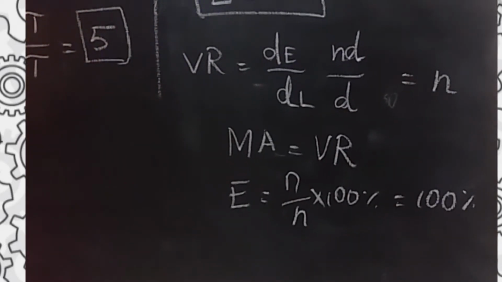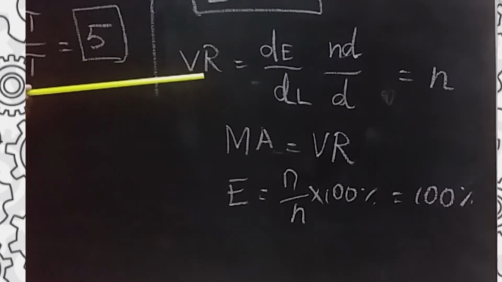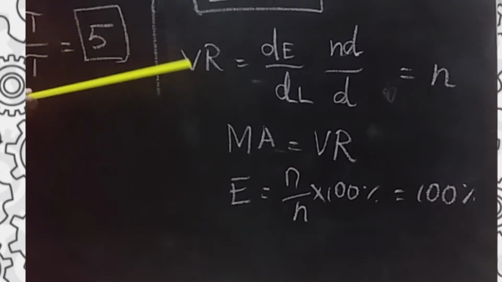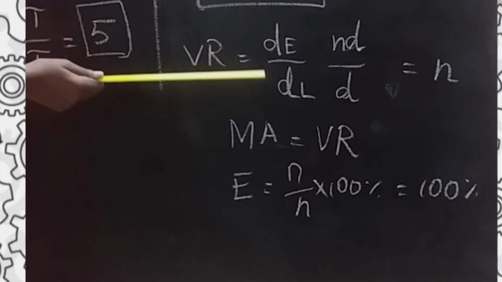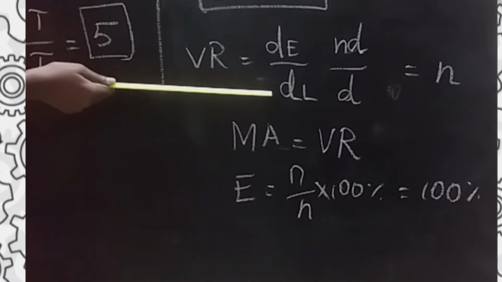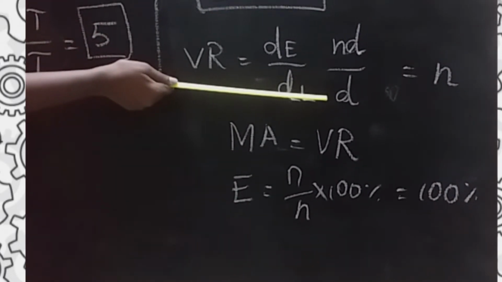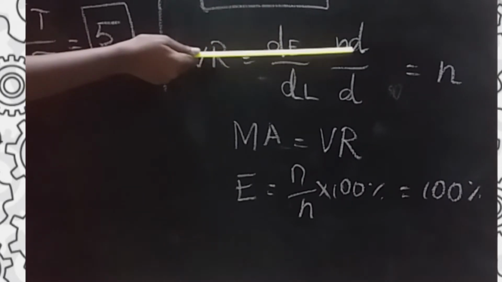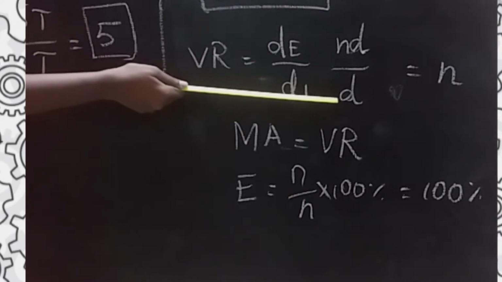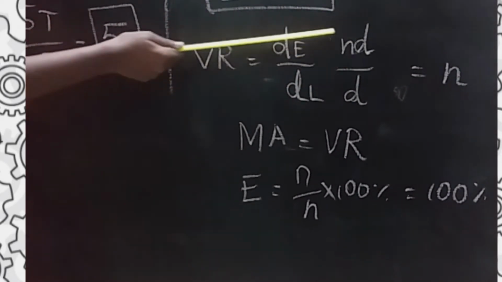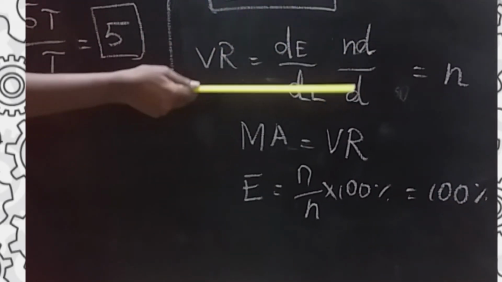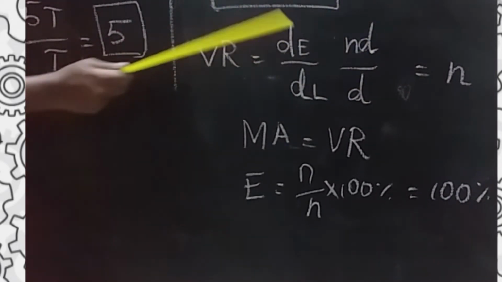Having seen the mechanical advantage, we are going to see the generalized form for velocity ratio for both 4 pulleys and 5 pulleys. The velocity ratio formula is dE by dL, the distance moved by the effort divided by the distance moved by the load. If the load moves a distance d, the effort moves a distance nd, because there are n strings involved. If this moves 2 centimeters, all the strings have to move 2 centimeters. So our velocity ratio becomes nd by d. The d gets cancelled and VR is equal to n.